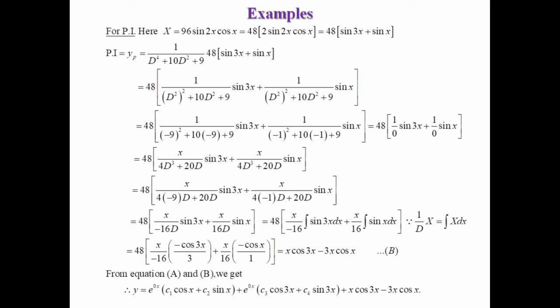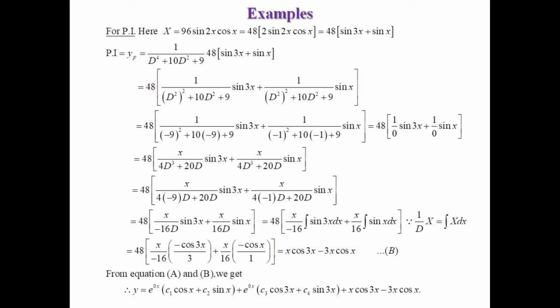So that's why 4 into the value of d square, minus 3 square, that is minus 9, into d, plus 20 into d. We cannot replace 20d, because as per the standard result of type number 2, we are only replacing d square by minus a square. For the second term, again write d cube as d square into d.